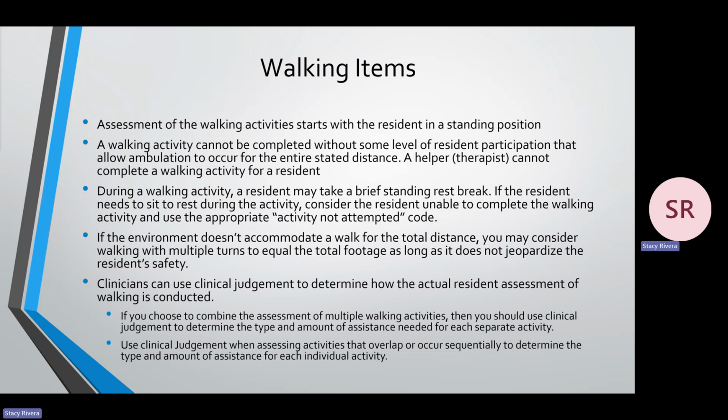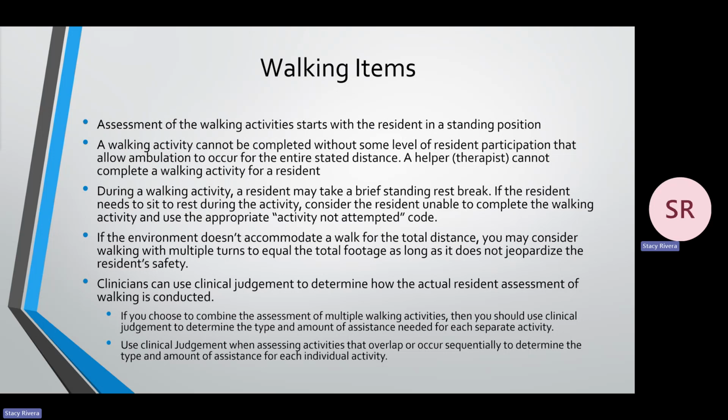Clinicians can use clinical judgment to determine how the actual resident assessment of walking is conducted. This is not to be confused with, well, they've made it 5 feet, how do I think they would have done with 10 feet? That's not what we're saying. What this is saying is we walked 150 feet. I'm going to think about how much assistance they needed at the 10-foot mark, at the 50 feet with 2 turns mark, and at the end of that 150.